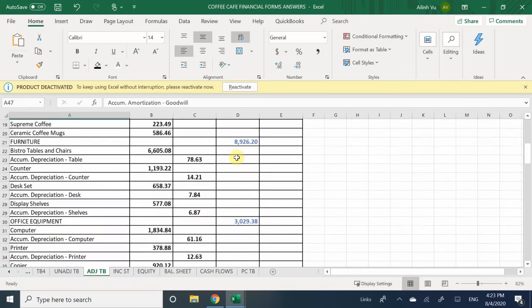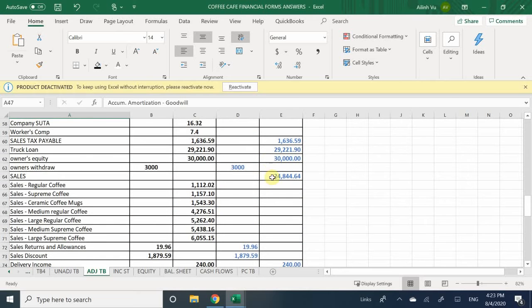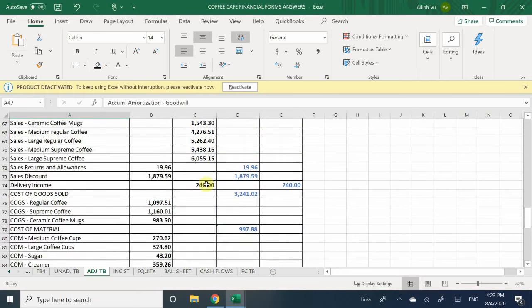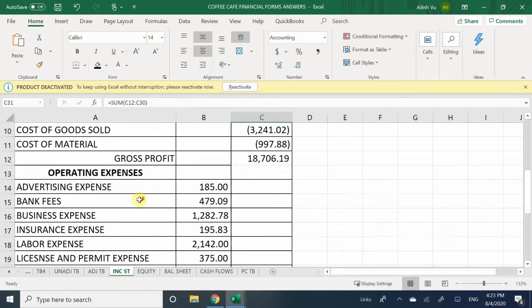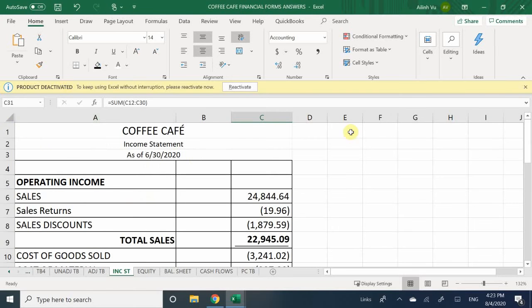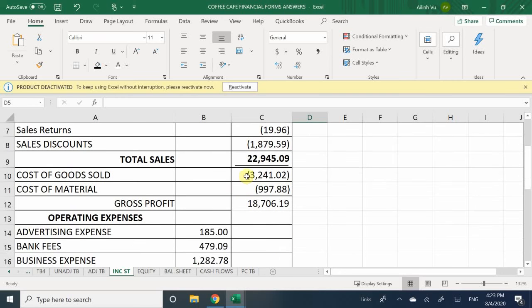Here, I already have those in blue, and what I did is I actually cell referenced them. So I just took the numbers directly off this adjusted trial balance, and so I came up with the income statement. Again, I took my total sales, subtracted my sales returns and allowances, as well as my sales discount. And now I have a grand total of 22,000. That's just my total sales.